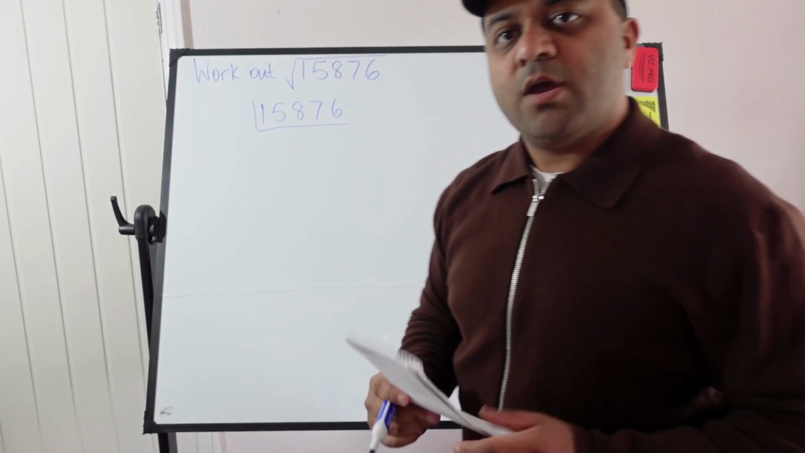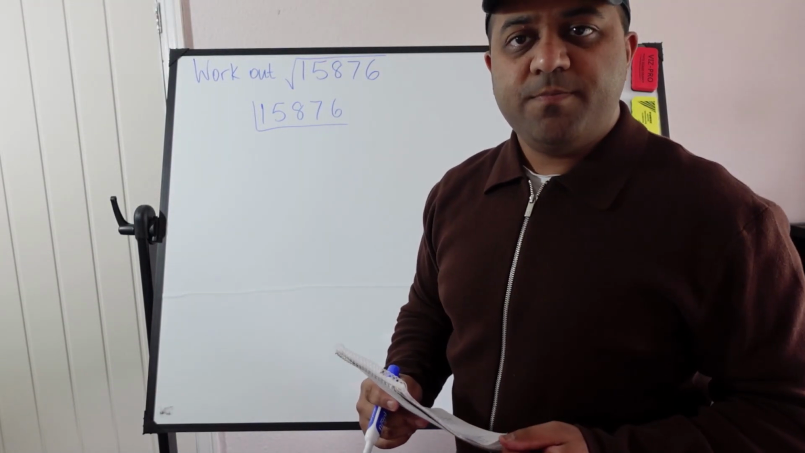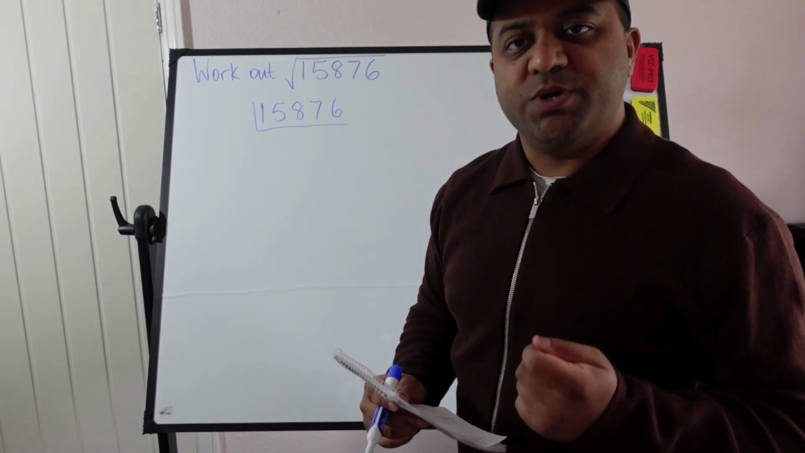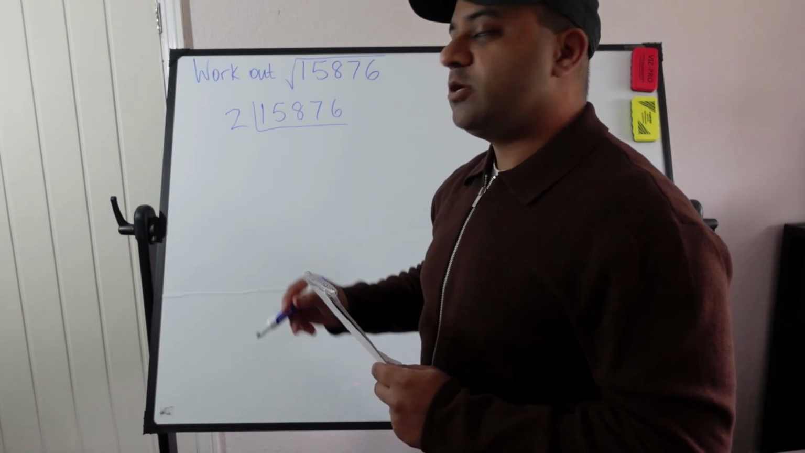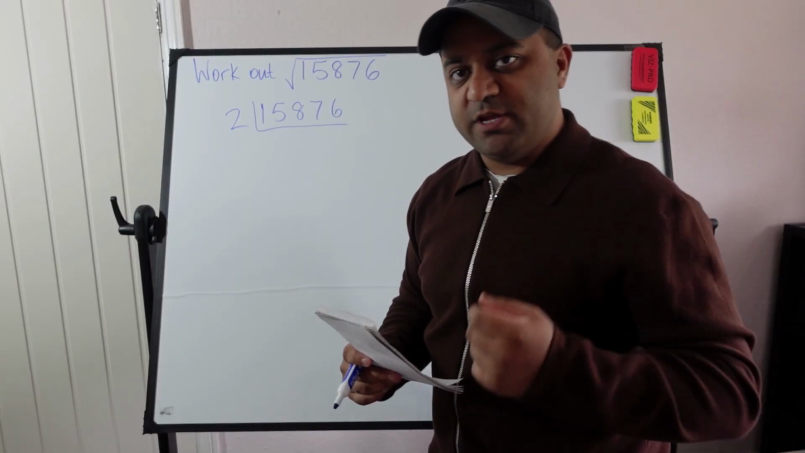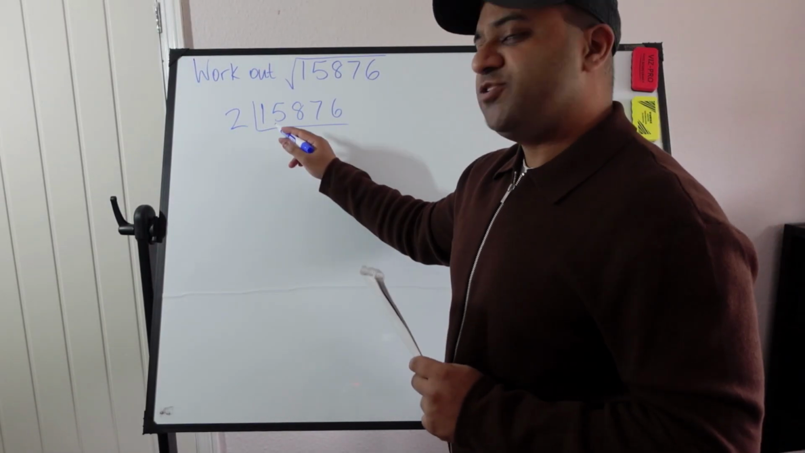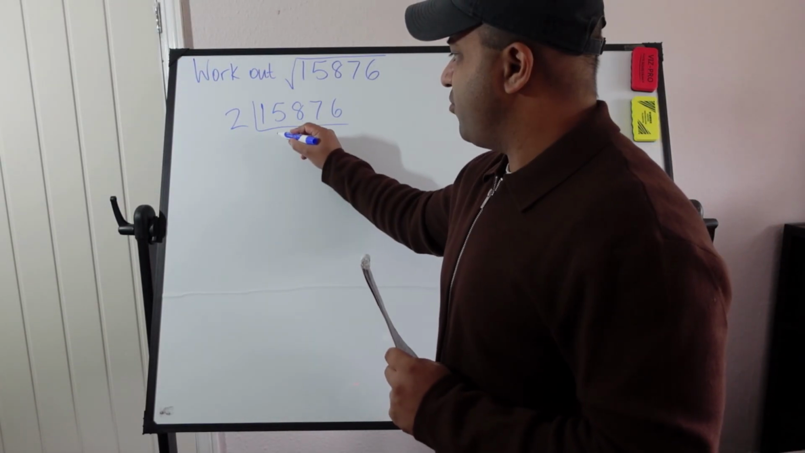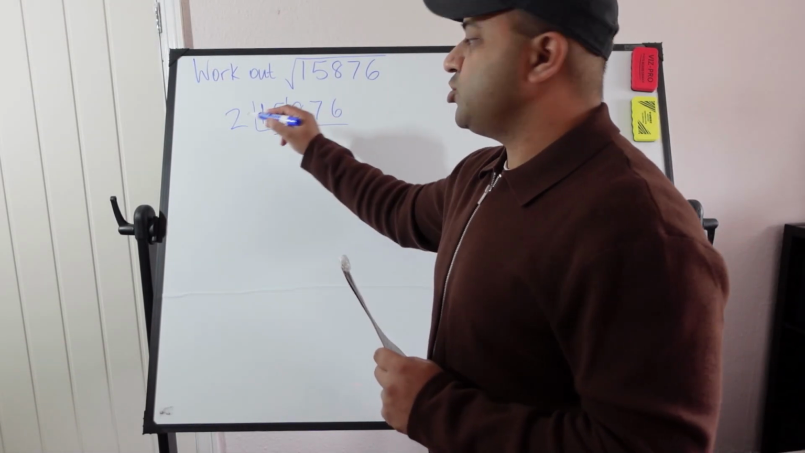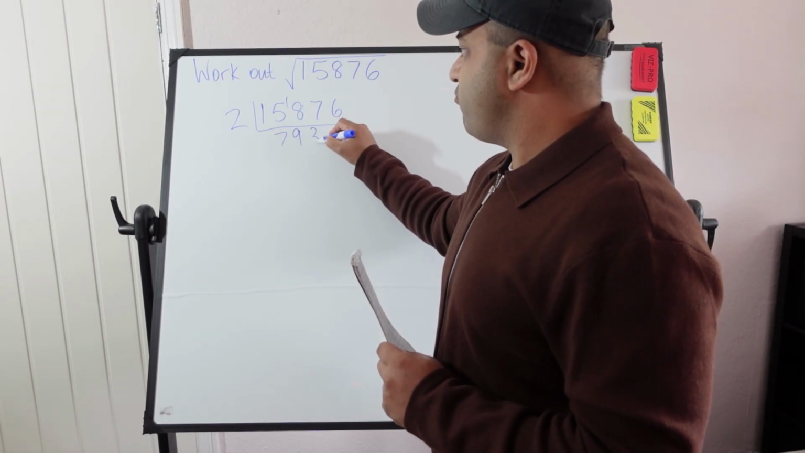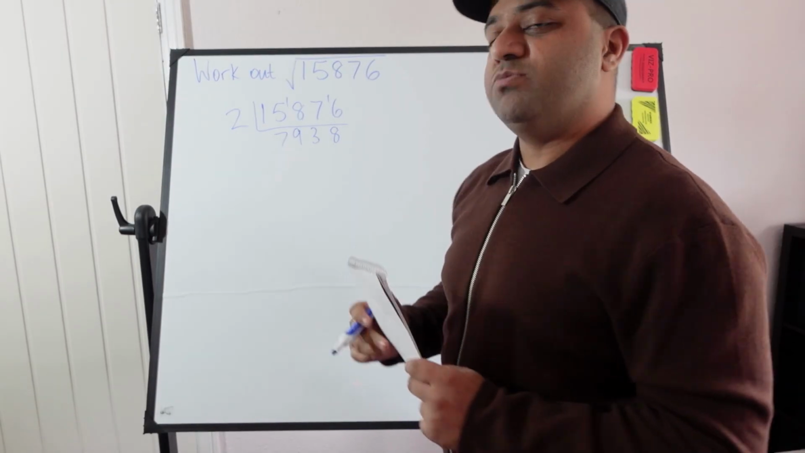Alright, does the number 2 go into this number? Yes, it does. How do we know? Because it ends with a 6. So now let's do the division. I'll speed things up a bit here. 2 into 15 is 7, remainder 1. 2 into 18 is 9. 2 into 7 is 3, remainder 1. And 2 into 16 is 8.